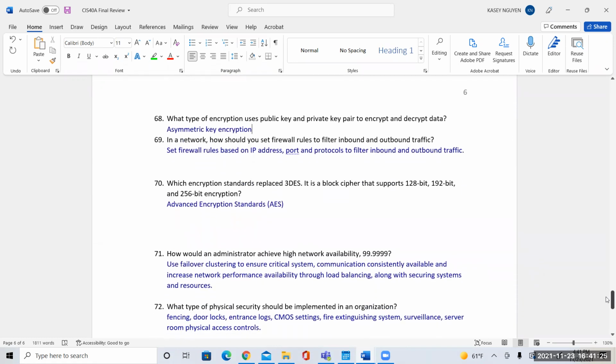Okay, 70. Which encryption standard replaced triple DES? It is a block cipher that supports 128-bit, 192-bit, and 256-bit encryption. That is your Advanced Encryption Standard, AES. This is now commonly used in mobile devices, portable devices, systems, wireless.